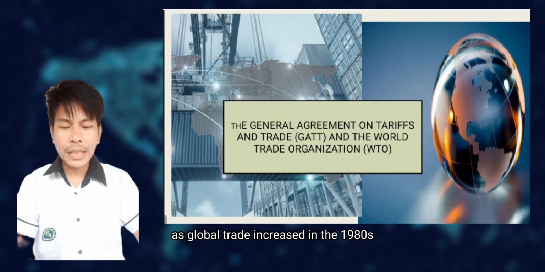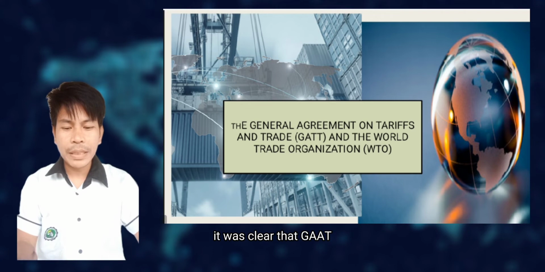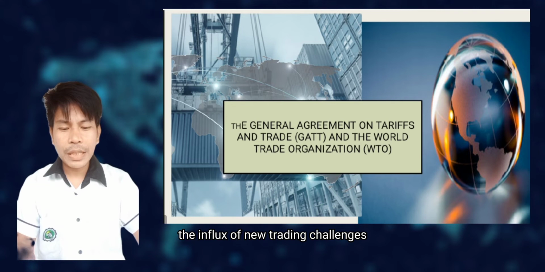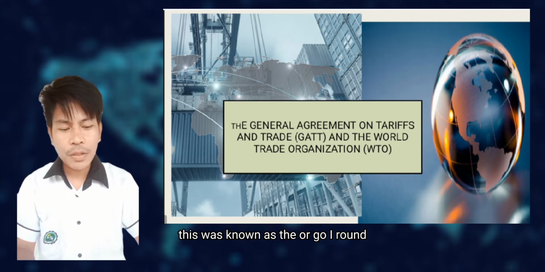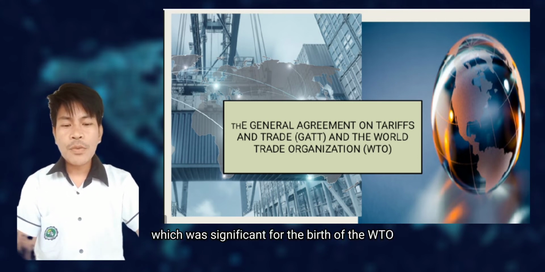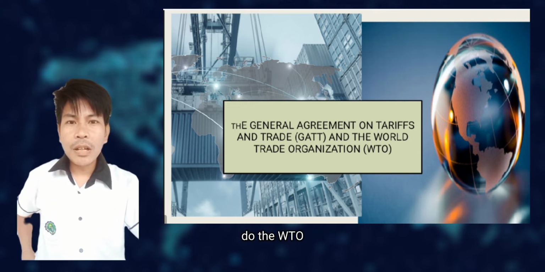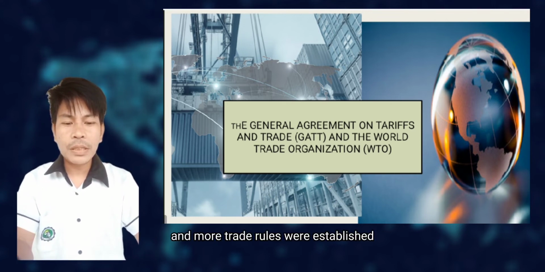As global trade increased in the 1980s, so did trading issues among nations. It was clear that GATT would not support the influx of new trading challenges. After years of unsuccessful negotiation rounds, the largest round of 117 countries finally took place in Uruguay. This was known as the Uruguay Round, which was significant for the birth of the WTO. Through the WTO, trade barriers were reduced and more trade rules were established.